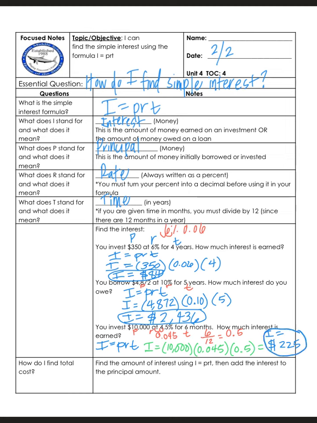Okay, so now we're going to do total cost. Find the amount of interest using I equals PRT, then add the interest to the principal amount. That's what we're going to do to find total costs. Go ahead and flip to the back.